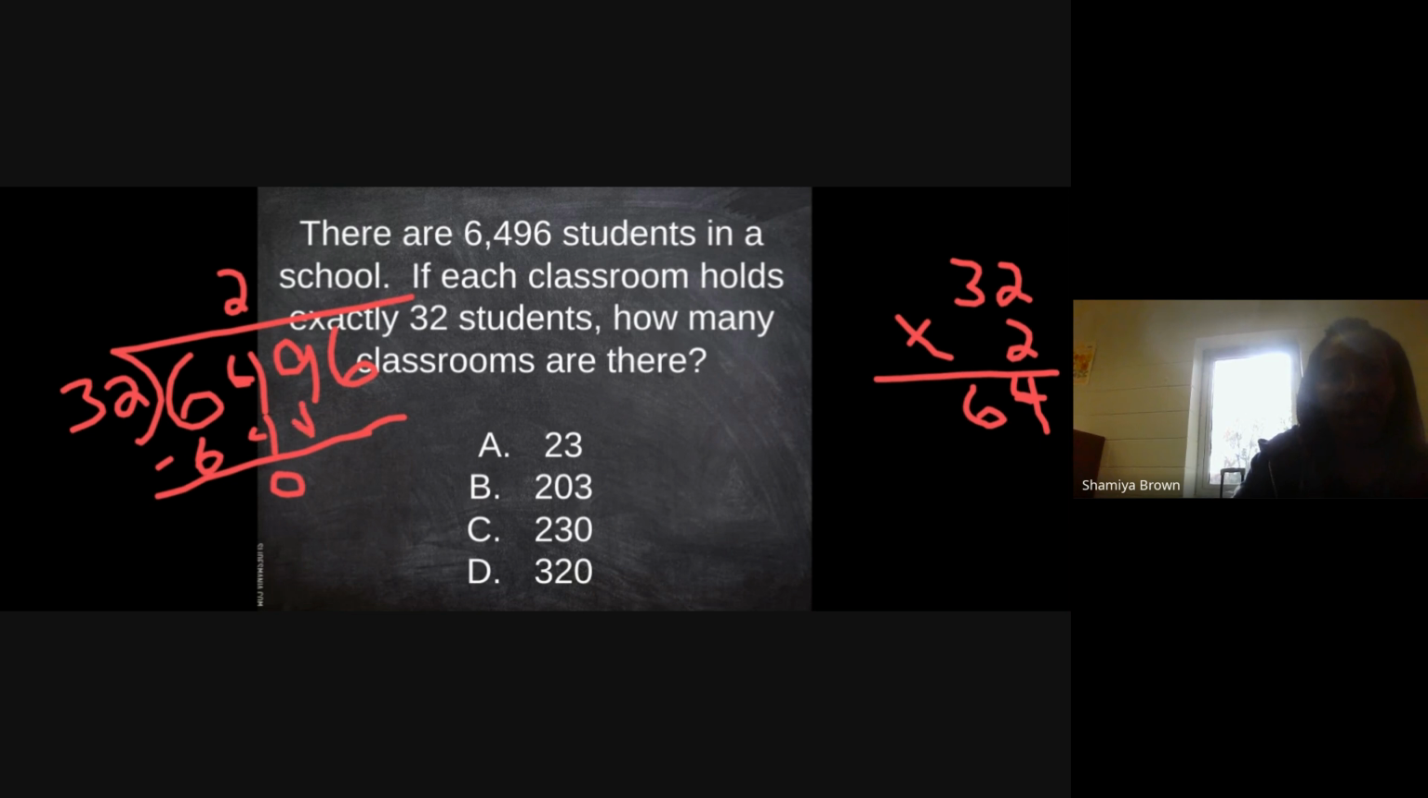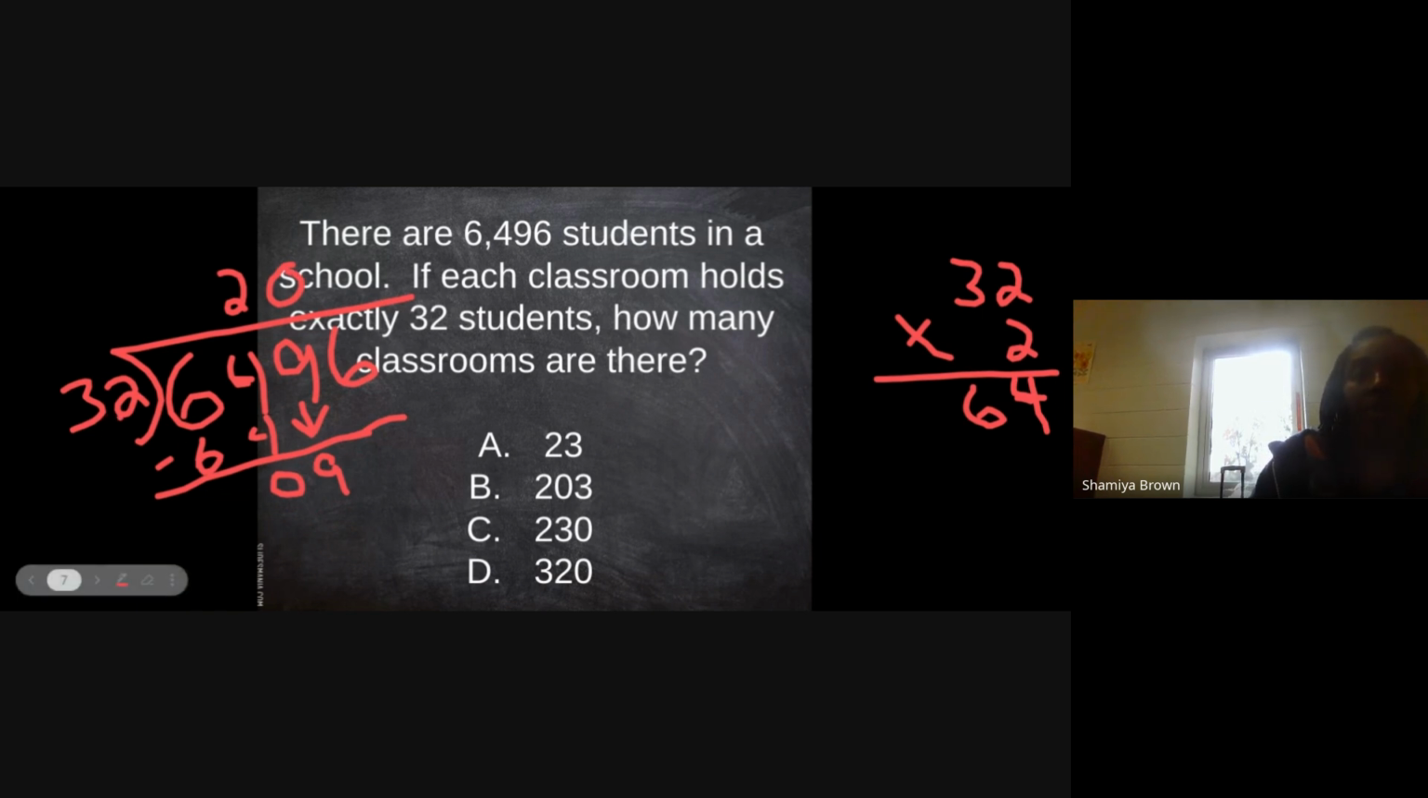Then I'm going to bring down my 9. Now I need to see how many groups of 32 I can get out of 9. Well, 32 is bigger than 9. So can I get any groups of 32 out of 9? Nothing times 32 will get me 9, because 9 is too small. So it's 0. I can get 0 groups of 32 out of 9. So 0 goes up here.